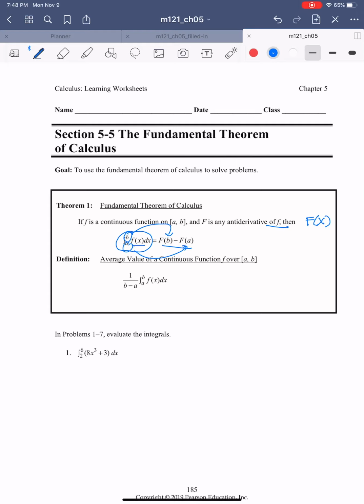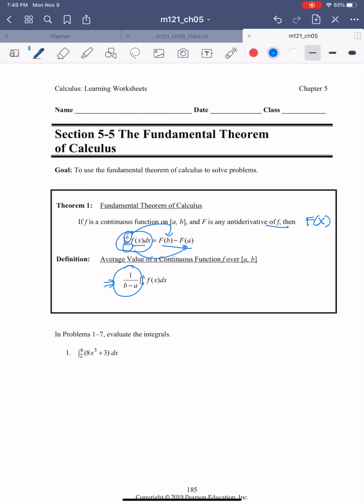Another one, average value of a continuous function. You see the word average, so you see that 1 over b minus a. So that's added on in front of our antiderivative. Whenever they say find the average value, you just add that 1 over b minus a. So let's try a couple of practice problems, and then I will also circle the problems for you to try, but I will give you the answer.